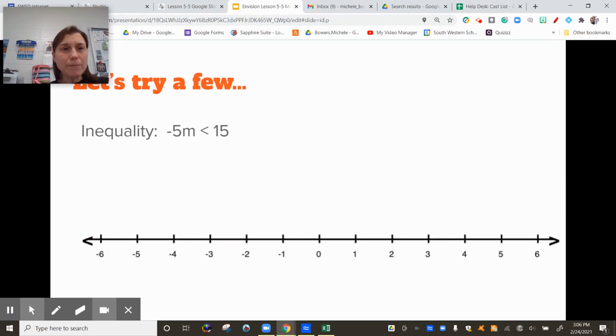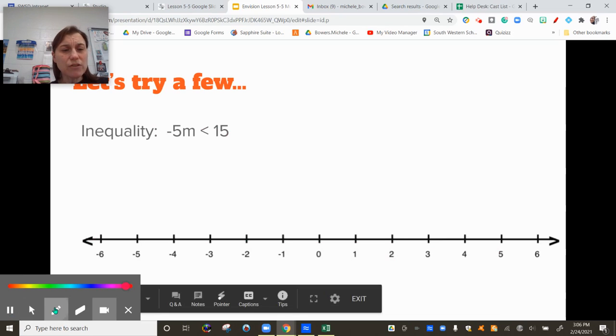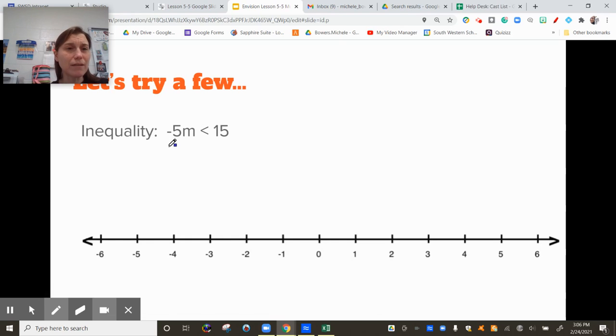So let's try another one. And again, I'm just going to solve it like it's an equation, even though that didn't work the last time or the first time, but we'll do it anyway. So the opposite of multiply is divide. So I'm going to divide both sides by -5. And I get m. And 15 divided by -5 is -3. So m would be less than -3. And then I'm going to check it.